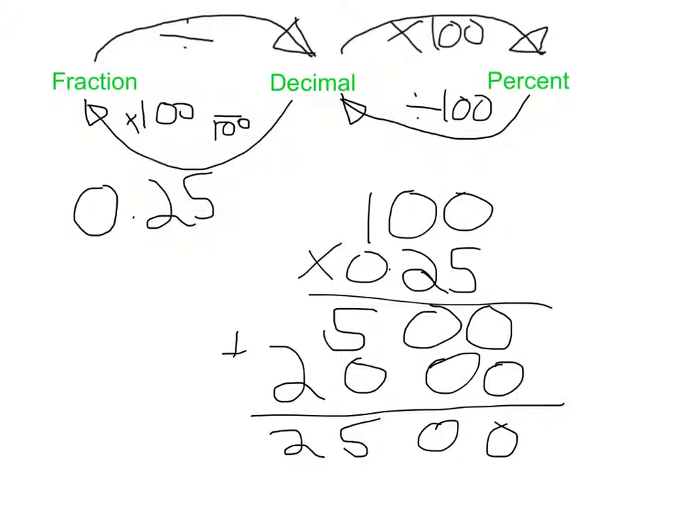That's because we have to count how many numbers are to the right of the decimal place. 1, 2. And that's how many times we move our decimal over. 1, 2. So 0.25 is equal to 25%.